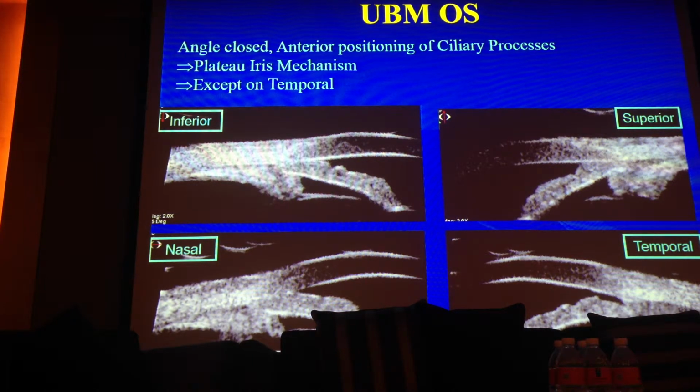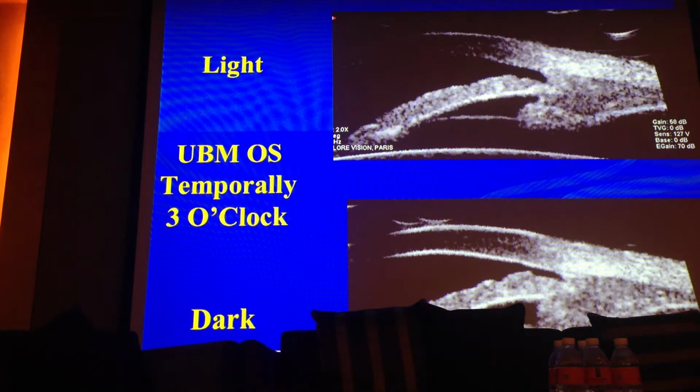We focused the UBM on this part, and we practiced the test of light and dark to observe if we have a closure of the angle on this meridian in the temporal part. And you can see, focused on the 3 o'clock meridian in temporal, the reaction of the angle with light in the room and with dark in the room. So we can see that even in the dark, this part of the angle is never closed. It was very surprising because all the meridians of both eyes are closed in the dark.